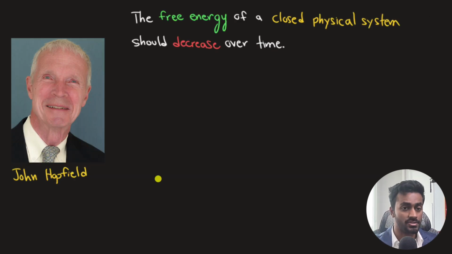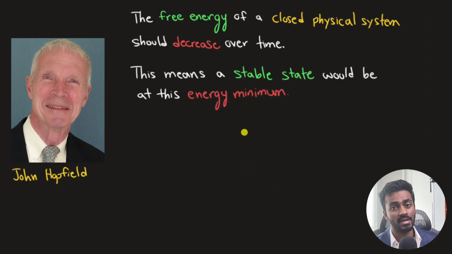And so in order to do this, John Hopfield basically made use of the second law of thermodynamics in the sense that the free energy of a closed system should decrease over time. This is a restatement of that second law of thermodynamics. And so what this means is that a stable state would be at this free energy minimum.